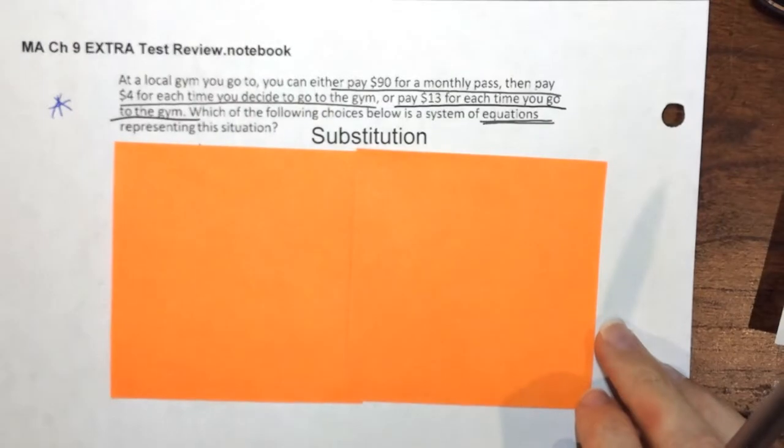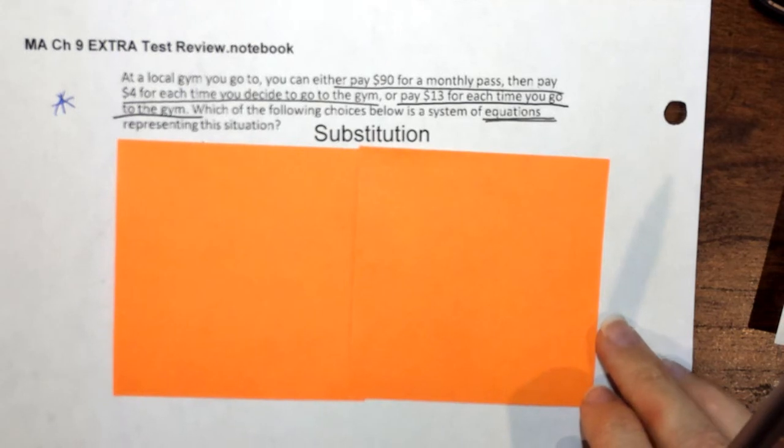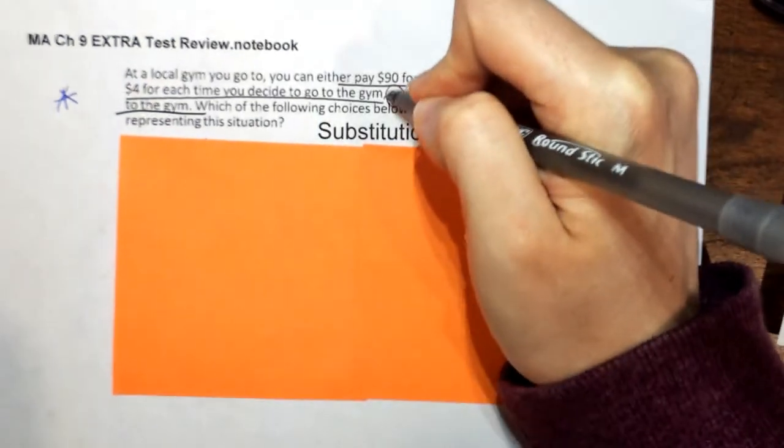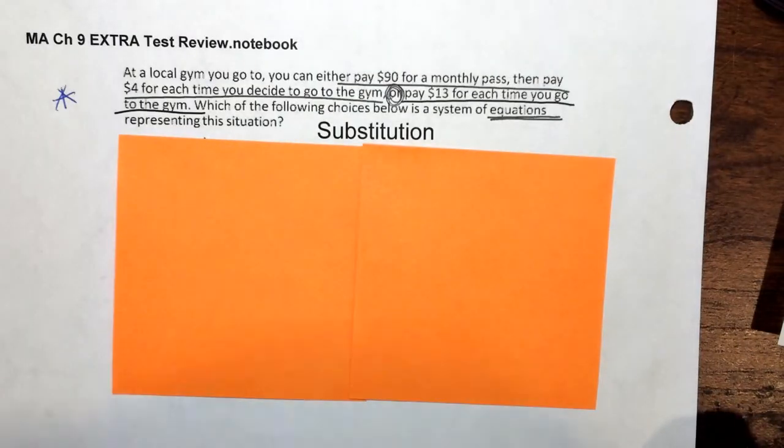On the other side here, this is one more story problem. This one, I'm going to want you to try more on your own since we just kind of did most of that one together. It says, at a local gym you go to, you can either pay $90 for a monthly pass, then pay $4 each time you go to the gym. Or, so this is separating the two options here, or pay $13 for each time you go to the gym. Which of the following choices? Well, I took out the choices, so sorry about that. You don't get to look. You get to write those two equations all on your own. So go ahead and try to pause the video and write your two equations and then unpause.